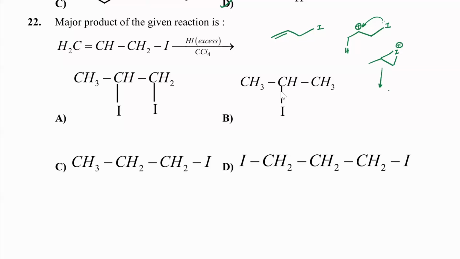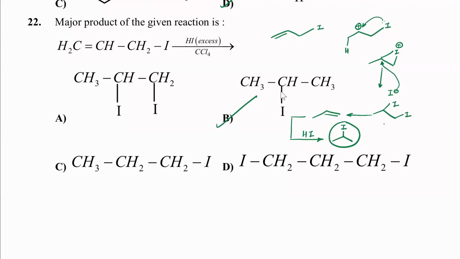And once you get this, I minus will attack. The next I minus will attack here. That converts into vicinal iodides. And you notice that vicinal iodides are highly unstable, so that will form a propene. And eventually, when propene again reacts with HI, following Markovnikov's rule, it makes isopropyl iodide. Okay, so this is the final product, which is option B.